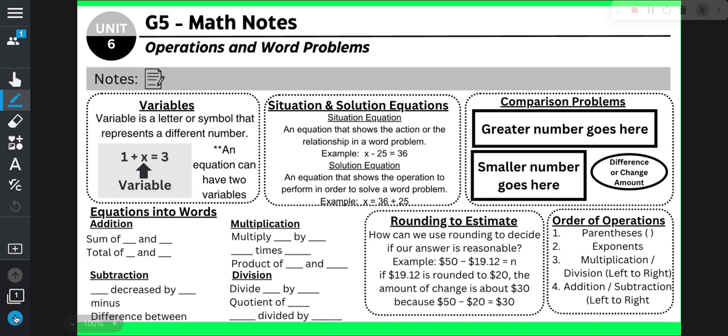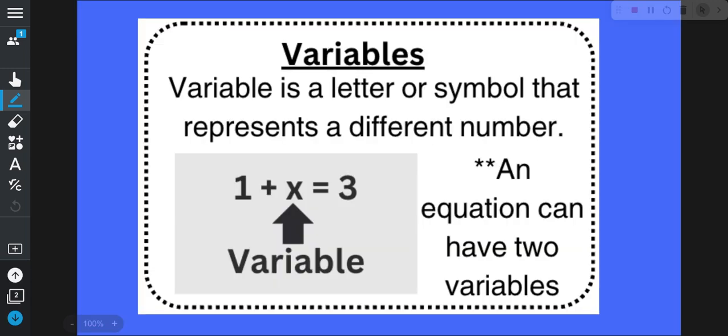Have your note sheet ready and your notebook. The first one's variable. A variable is a letter or a symbol that represents a different number. Remember, equations can have more than one variable in it. A variable can represent an amount, and if we have a constant change, then it can give us our other value. So we'll see sometimes those two variables in an equation.